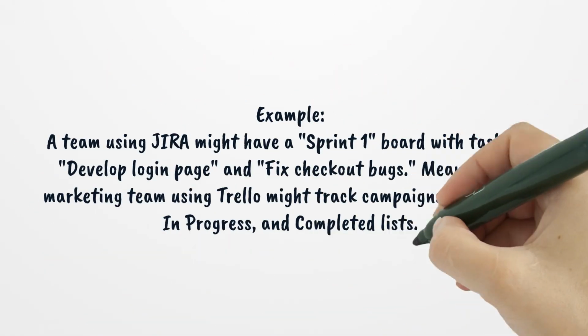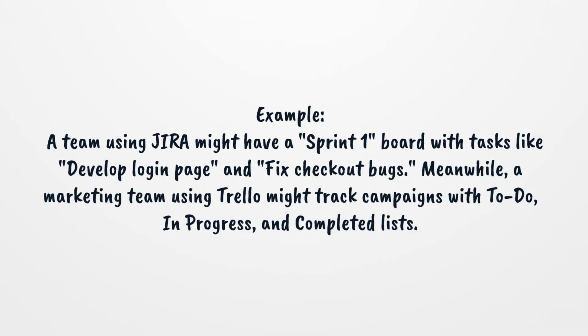Example. A team using Jira might have a Sprint 1 board with tasks like develop login page and fix checkout bugs. Meanwhile, a marketing team using Trello might track campaigns with to-do, in progress, and completed lists.